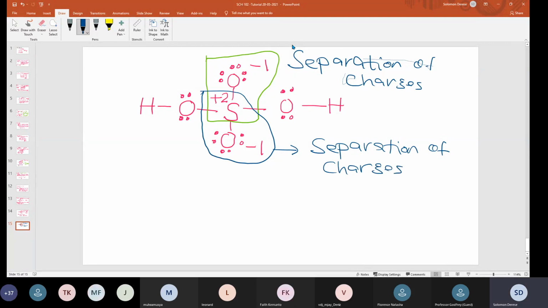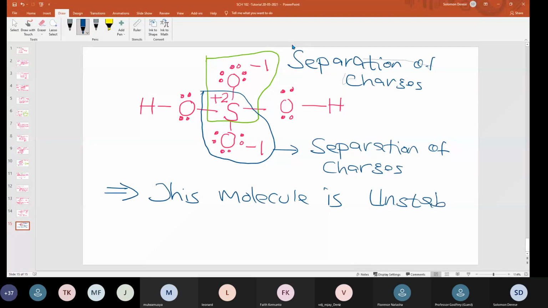As a result of this separation of charges, this molecule is unstable. Okay? So because of this separation of charges, this is not a valid Lewis structure for sure.